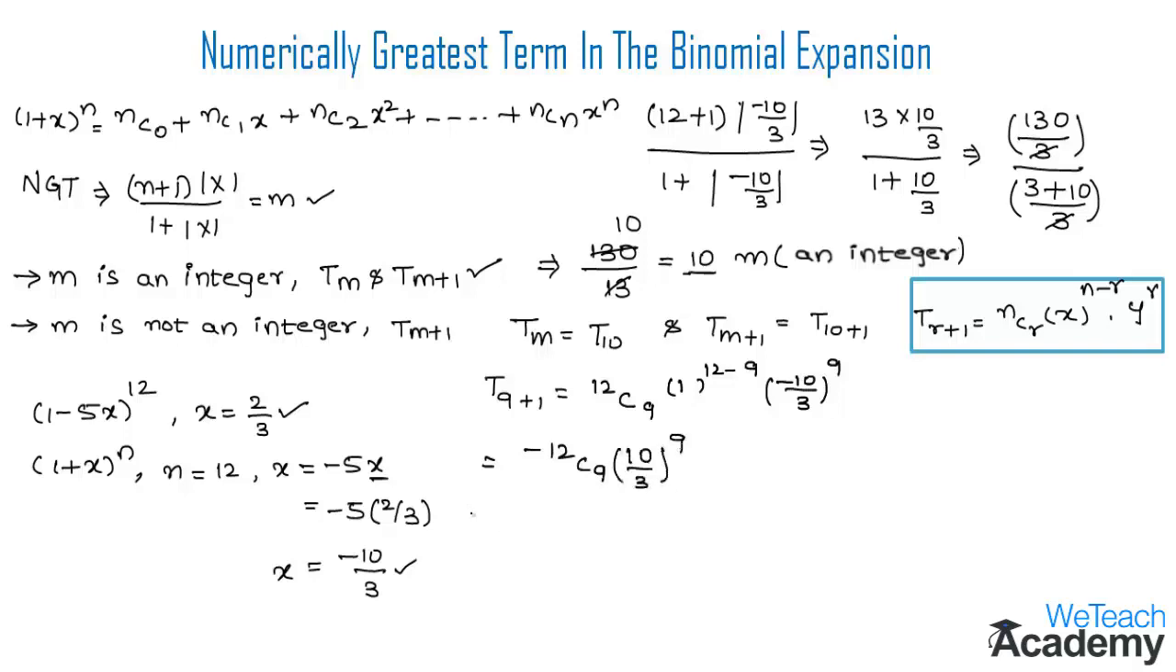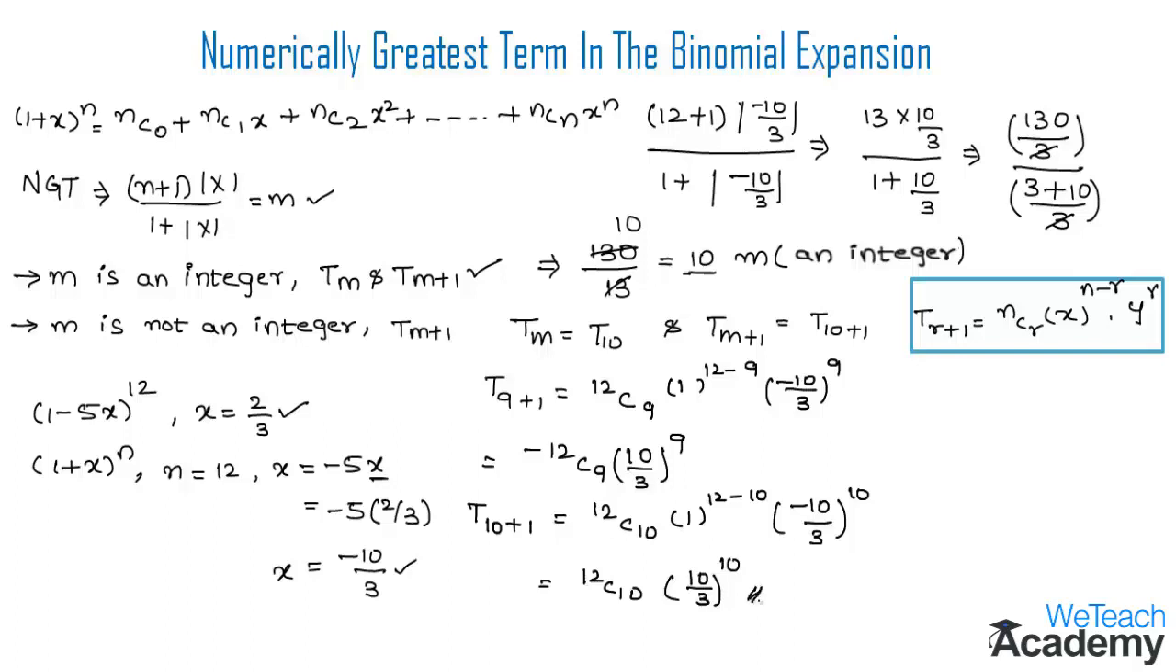Now let us find the value of t10+1. So by substituting the values, we get 12C10 into 1 whole power 12 - 10 into (-10/3)^10. So this would come as 12C10 into the value of 1 whole power 12 - 10, which would be 1. Then (-10/3)^10 would be (10/3)^10. As we have an even power for the negative sign, we get a positive value. So this is how we find the numerically greatest term.